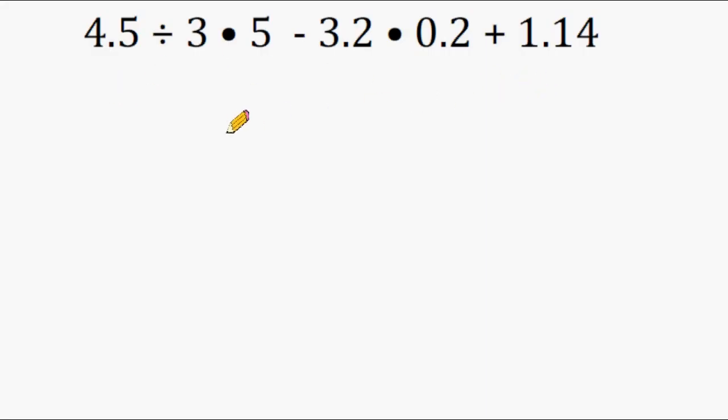So what we have here is a math expression that we have to simplify using the order of operations. The first thing you are supposed to do is whatever is inside parentheses, but we have no parentheses. After parentheses, we do any exponents, but we have no exponents.